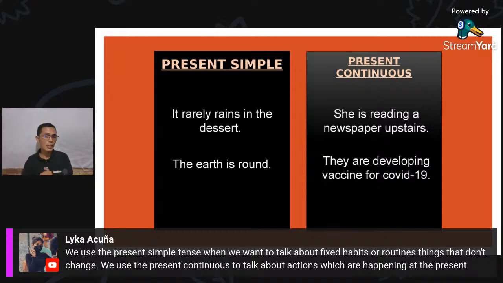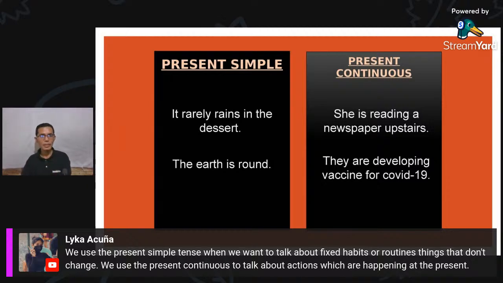She is reading a newspaper upstairs. That means to say, he is doing or she is doing it right now. Okay, so that's present continuous. As I said, yung indicator natin, yung verb natin is in the ing form. Verb plus ing form, and technically we call it as a gerund. Gerund form of the verb. Tandaan po natin yung term na yun, gerund, ing form ng verb.